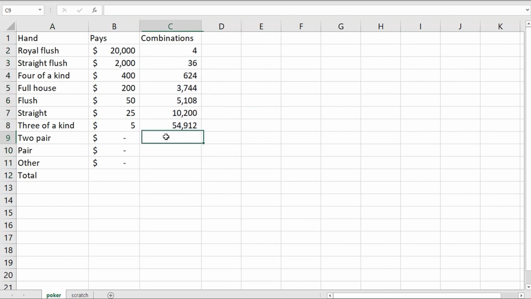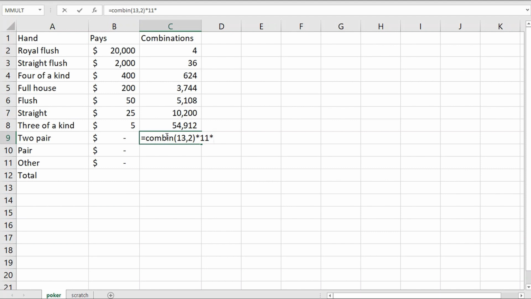Okay, for the two pair, first let's pick two ranks out of the 13 for the two pair. So we do combin 13 comma 2, and then after we've taken out two ranks for the two pair, there are 11 ranks left for the singleton.